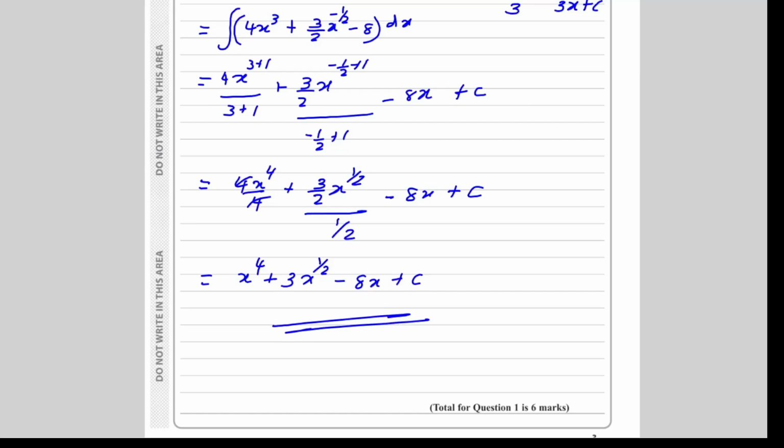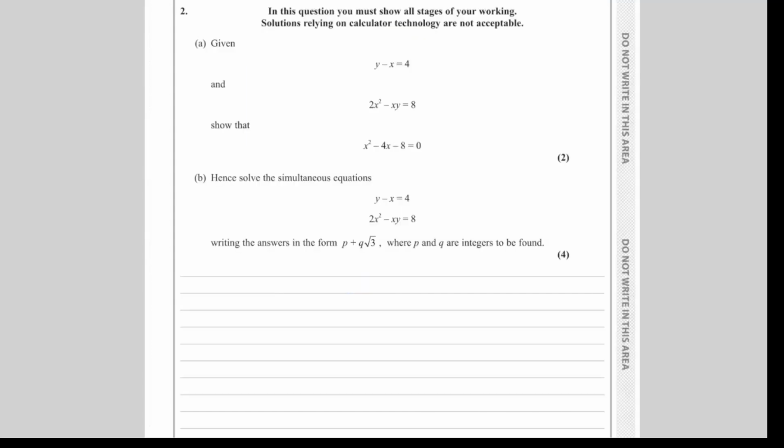Question 2. Given y minus x equals 4 and 2x squared minus xy equals 8. Show that x squared minus 4x minus 8 equals 0. This is under simultaneous equations. How did I spot that? I need to show that x squared minus 4x minus 8 equals 0, and I've been given two equations. So I need to connect these two equations.